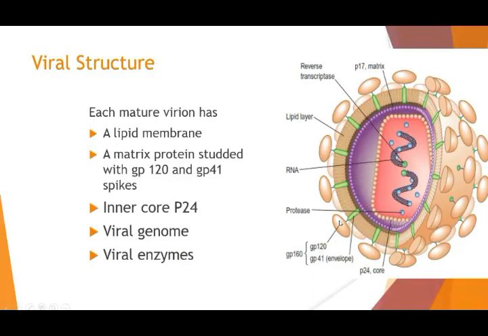GP means glycoprotein, okay? GP120 and GP41, these are the important proteins. And the inner core is another protein, P24. This is a very important protein because most of the diagnostic tools depend on the presence of these proteins or glycoproteins in the blood. The viral genome consists of two strands of RNA and various enzymes, for example, reverse transcriptase and the protease. So there is a lipid membrane, a matrix studded with various proteins, an inner core of P24, the viral genome, and the viral enzymes. This is a brief description of each mature virion.